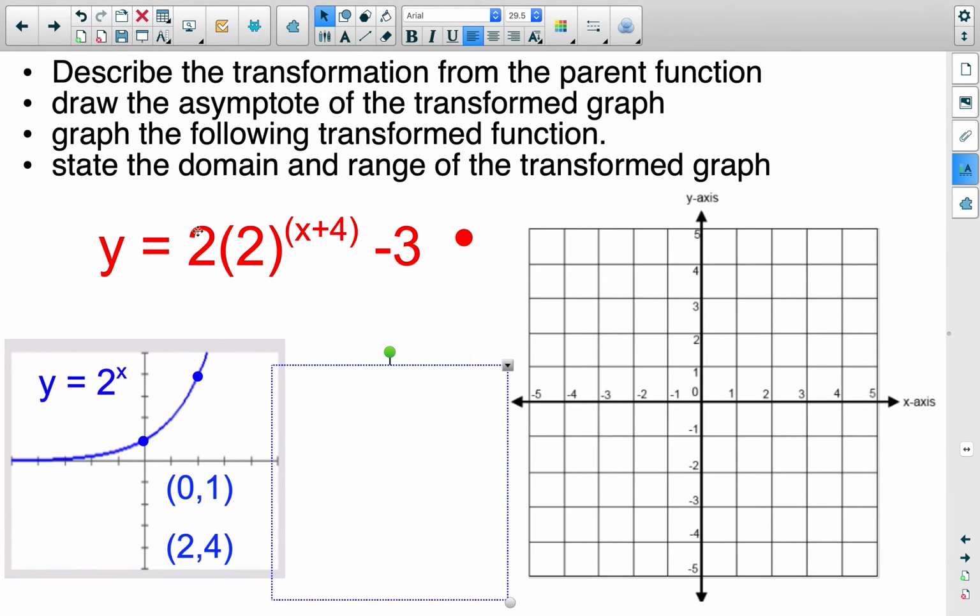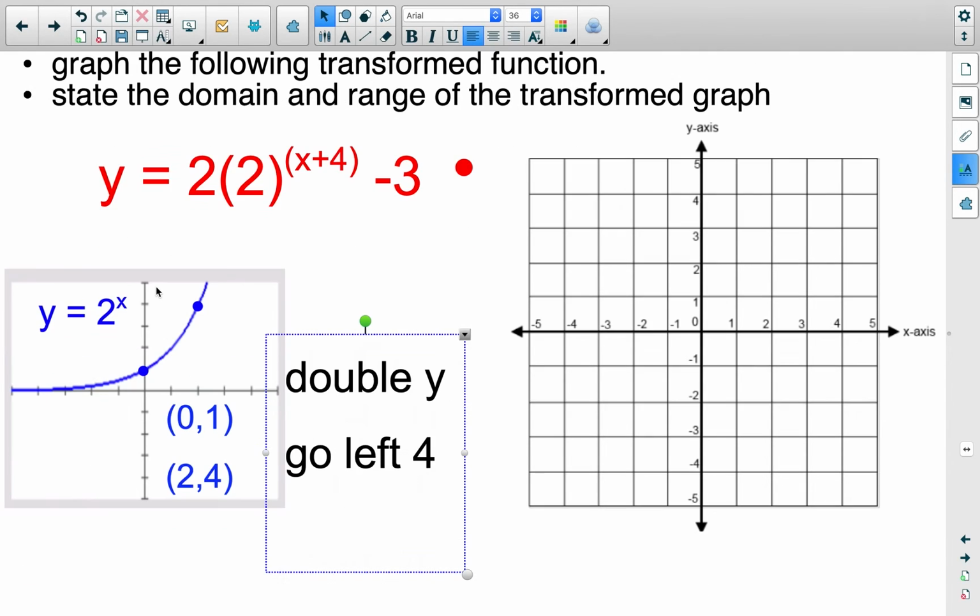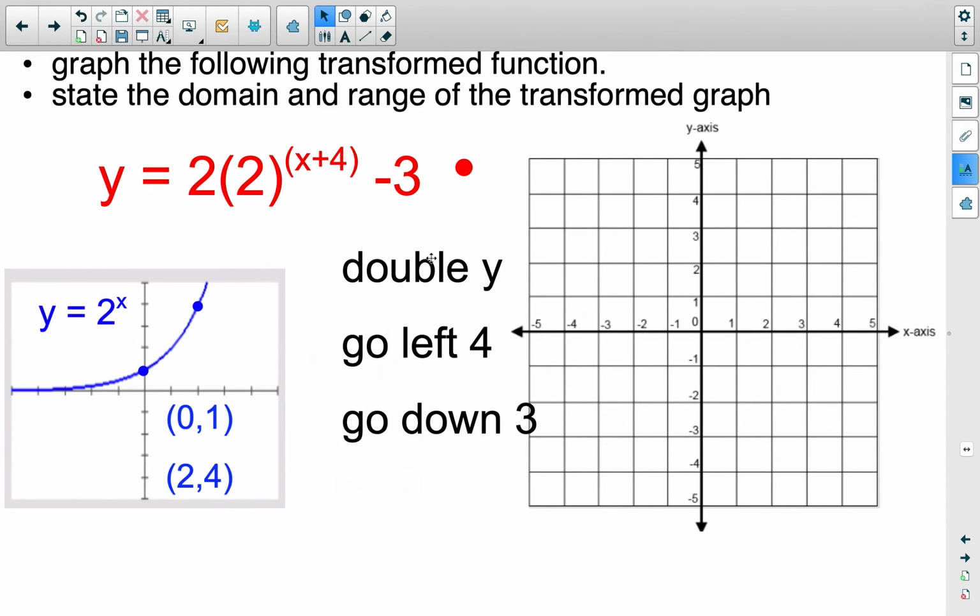And then the multiplier out front, that would be your dilation, so you're going to double your y coordinates as well. So if I kind of type this out, I'm going to double y. I'm going to go to the left 4, and I'm going to go down 3.